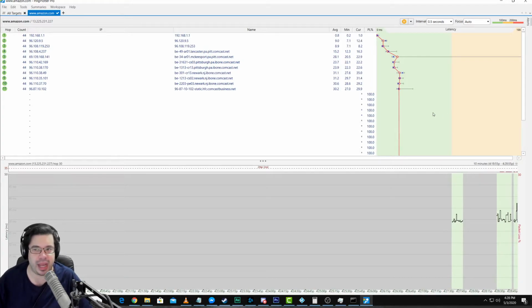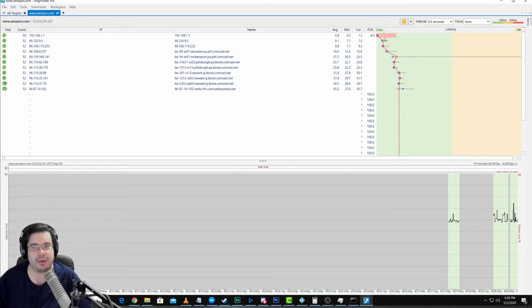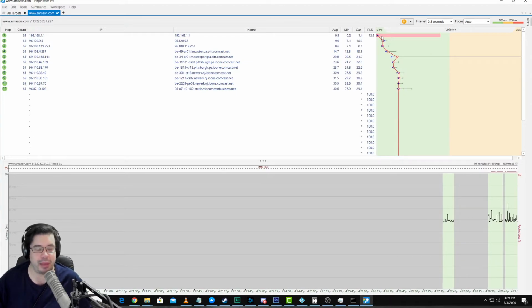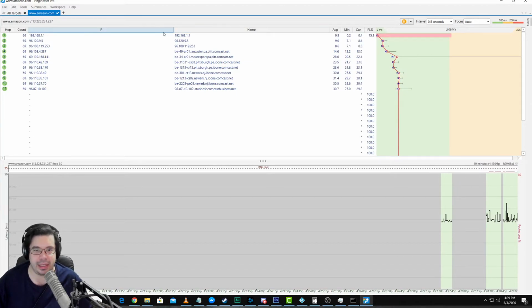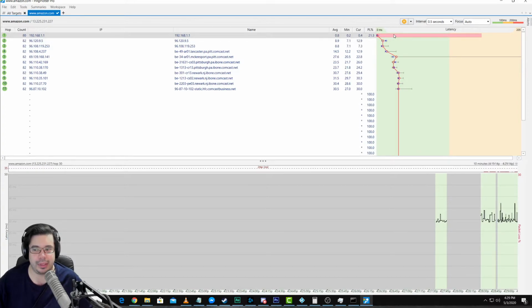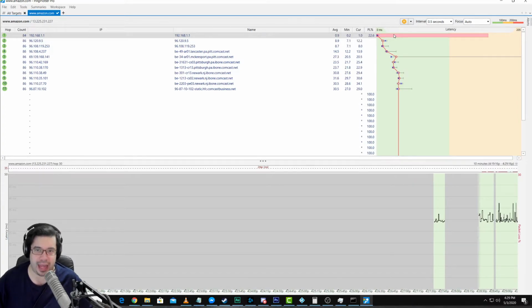Looks good, right? No packet loss. But once in a while, I'll get packet loss. There you go, right there. And that's not real packet loss. That pretty much means I'm DDoSing my own equipment. You see this right here? This is my router. I'm DDoSing it right now. That's what's happening. I'm pinging too fast.